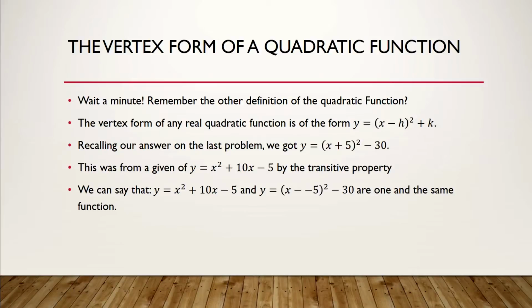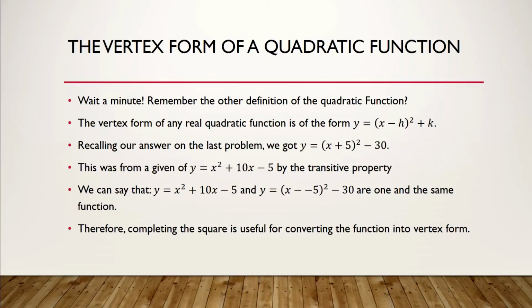This was from a given of y is equal to x squared plus 10x minus 5. By the transitive property, we can say that y is equal to x squared plus 10x minus 5 and y is equal to the quantity x minus negative 5 quantity squared minus 30 are one and the same function. Therefore, completing the square is useful for converting the function into vertex form.